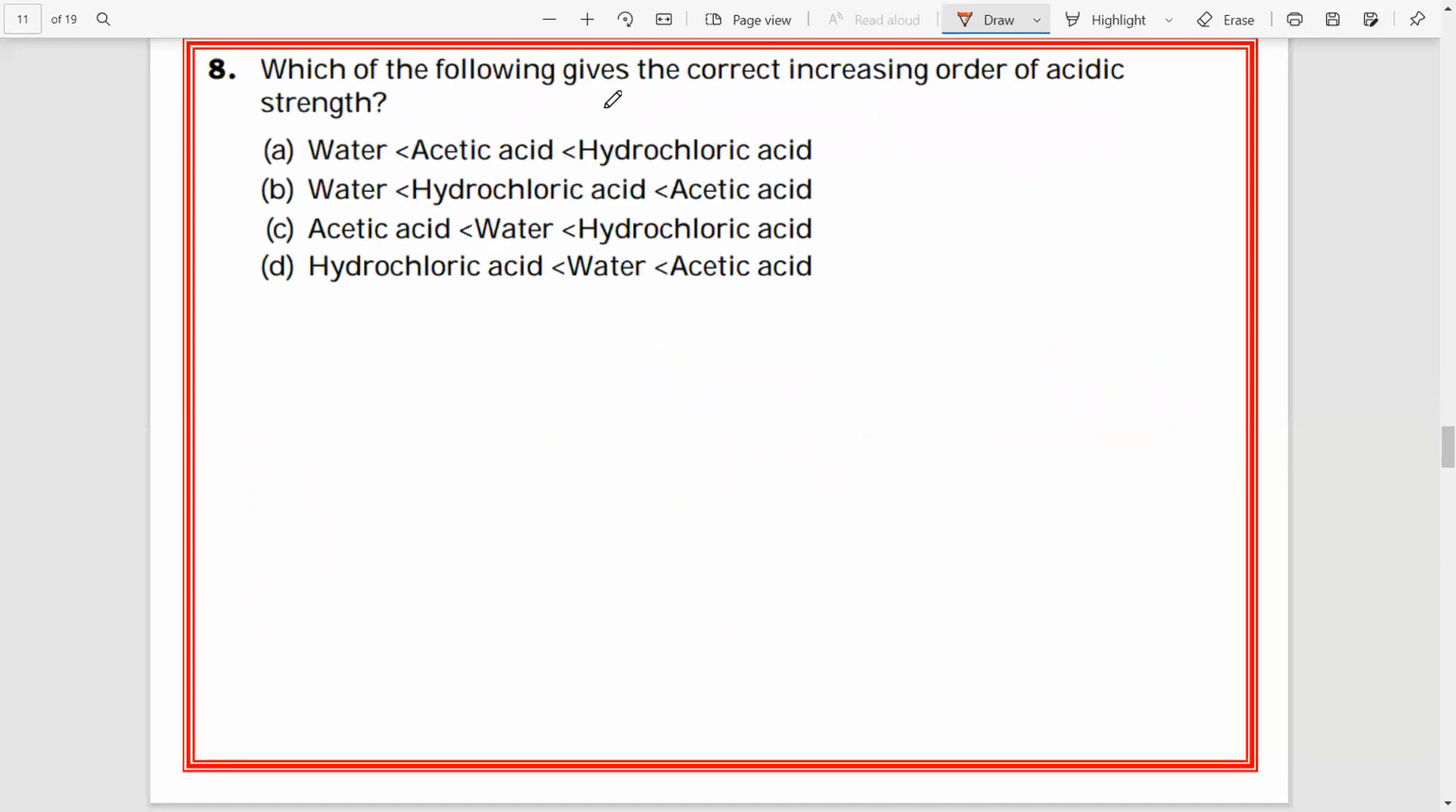Number 8. Which of the following gives the correct increasing order of acidic strength? Try to understand the question. Increasing order. So increasing order of what? Acidic strength. So we need to write, for example, first, number 2, number 3, number 4. However many components there are, you need to write that many components, and the last component should be acidic character, or strong acid, something like that. And number 1 should be such that the acidic character decreases. Here it should be weak acid, still weak acid. At last it should be neutral or weak acid, something like that. If you observe the options, first they have given water, acetic acid, hydrochloric acid.